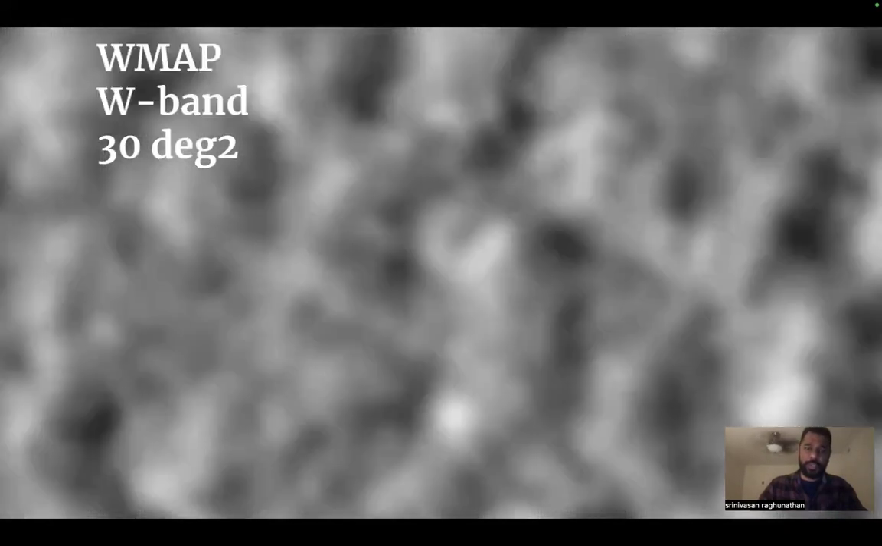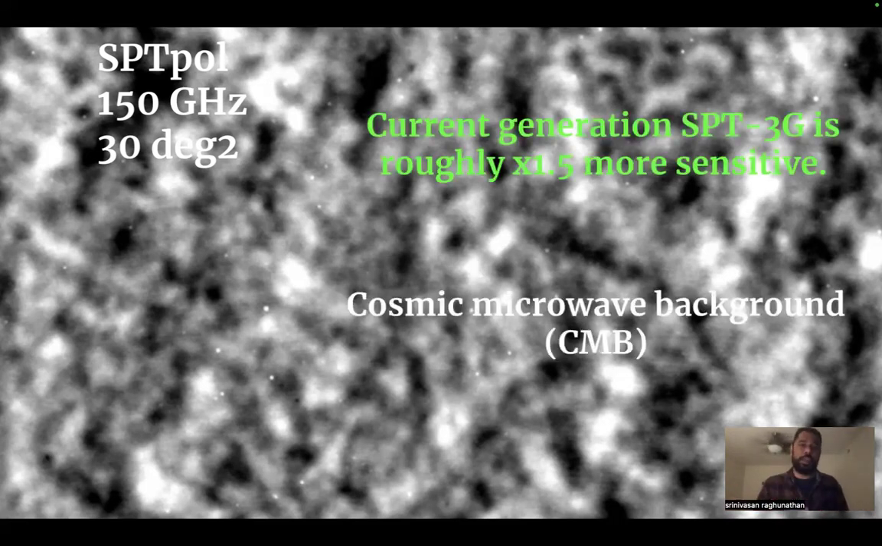And then if you look at the same region with South Pole Telescope, so let me flip that again. So WMAP, Planck, South Pole Telescope. So you can see that the resolution has improved significantly. The noise level has come down significantly. So this map is from a previous generation of SPT, called the SPT pole survey. But the current measurement made by SPT-3G is roughly a factor of 1.5 more sensitive than SPT pole.